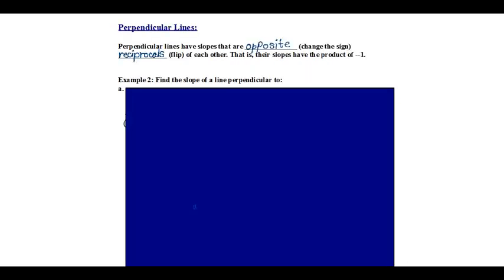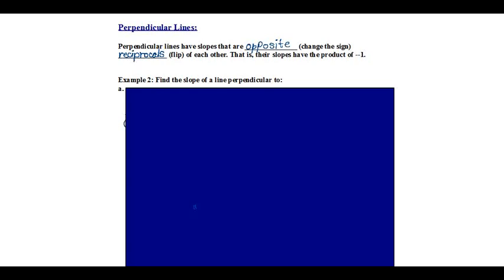Next up, let's look at perpendicular lines. Perpendicular lines have slopes that are opposite, fill that in, reciprocals of each other. That is, their slopes have the product of -1. So what does opposite mean? If we're taking the opposite of an expression, we're changing the sign, multiplying by -1. And a reciprocal, in shorthand, is just flipping our fraction. If we had a slope of 2, that's like 2/1, so we can change it to that so that we can take the reciprocal more easily and flip it.